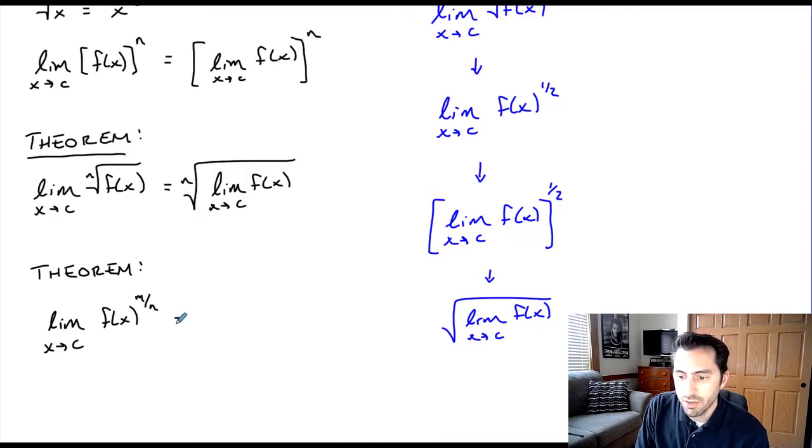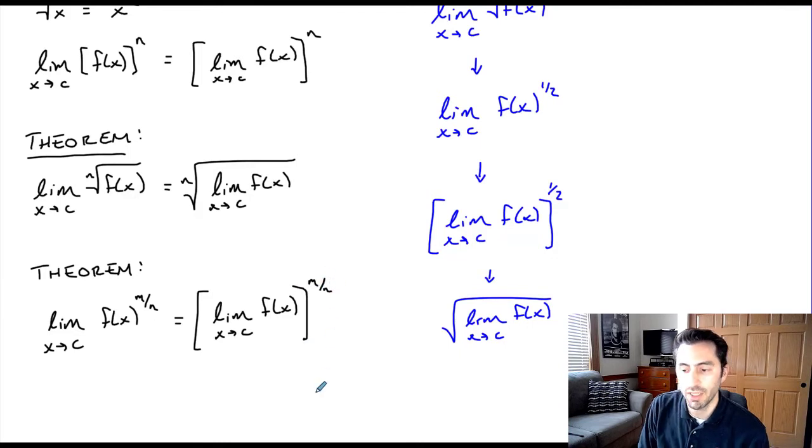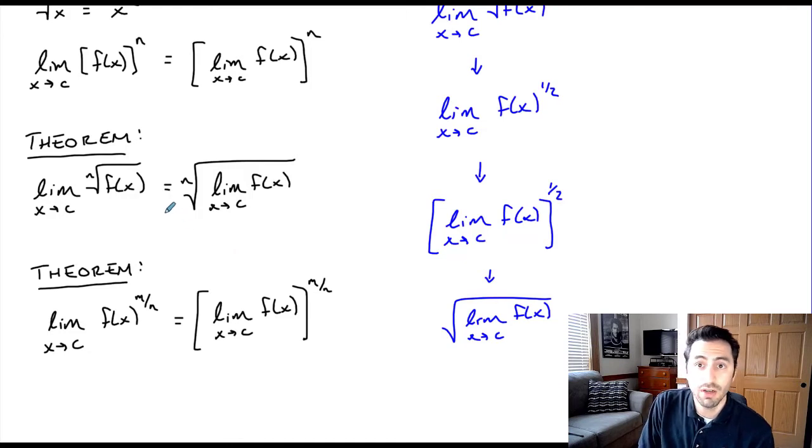And I'm just using the two previous properties we talked about. So now I have the limit of just our function, and then this entire thing is raised to the power, so the rational exponent like that. So again, just two more properties that allow us to work with limits and make it a little bit easier to evaluate. So let's use these in a couple examples.